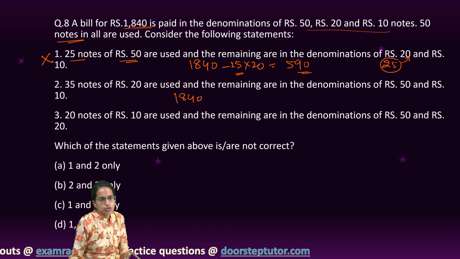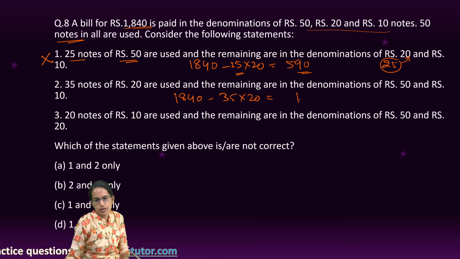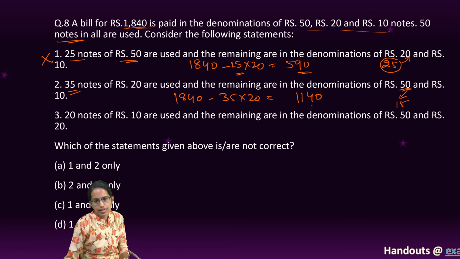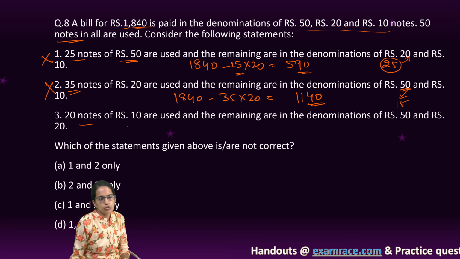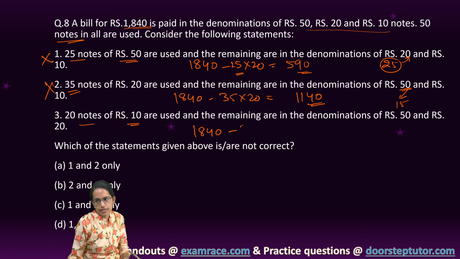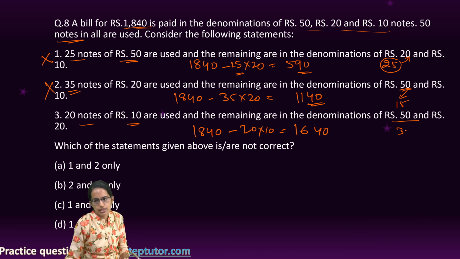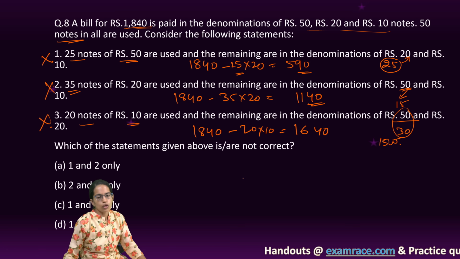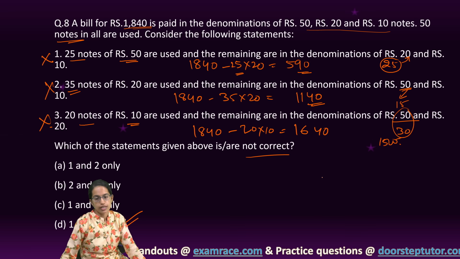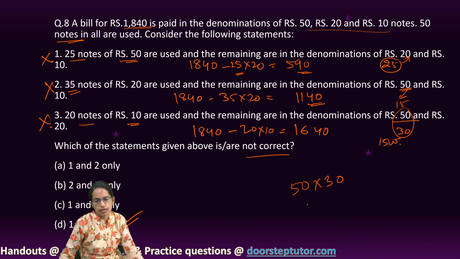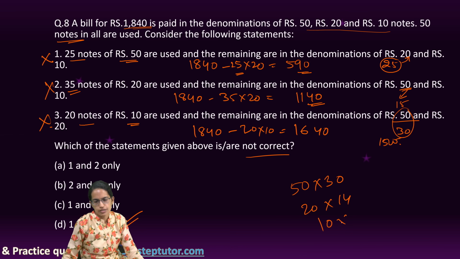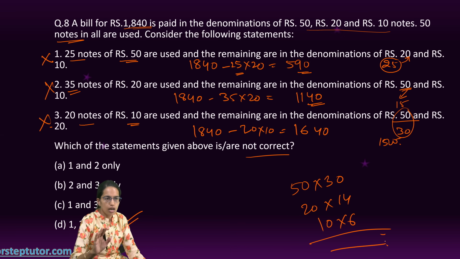Now 1840 minus 35 into 20, that gives me a remainder of 1140. If I spend all 50 notes with the remaining 15 notes, again this cannot be reached, so this is incorrect. 20 notes of 10. Okay, so 1840 minus 20 into 10, that gives me 1640. Now even if I spend the remaining 30 notes of 100, that gives me only 1500. So this again cannot be a possible option. So 1, 2 and 3 are not correct. What could be the only option? That would be 50 into 30, 20 into 14 plus 10 into 6. So that would be the only correct option for this problem to be solved.